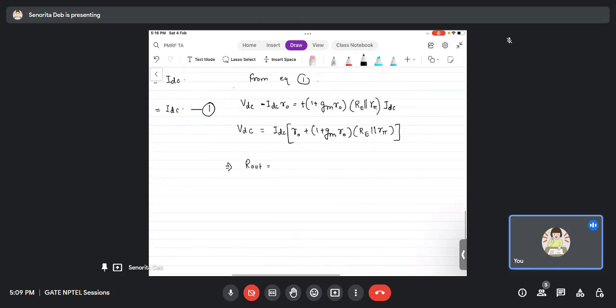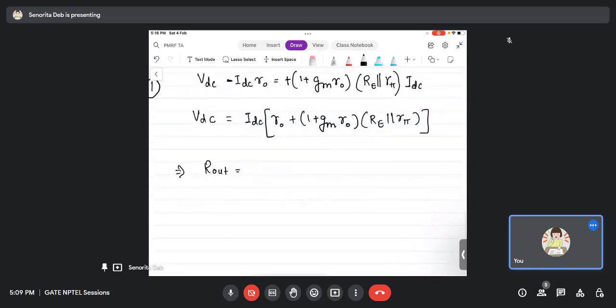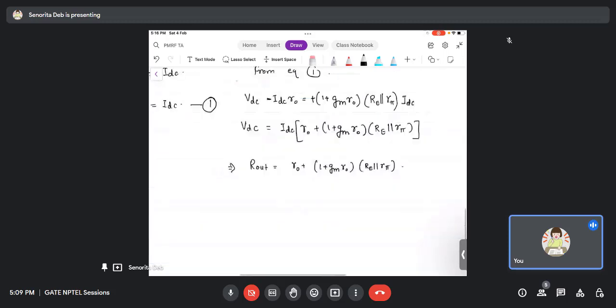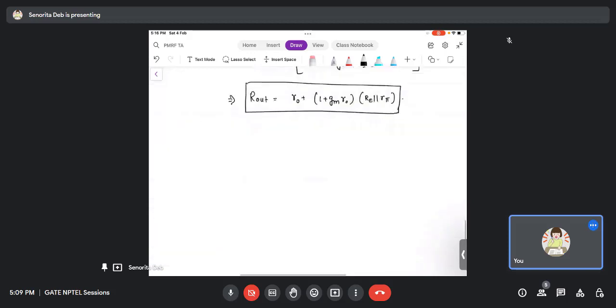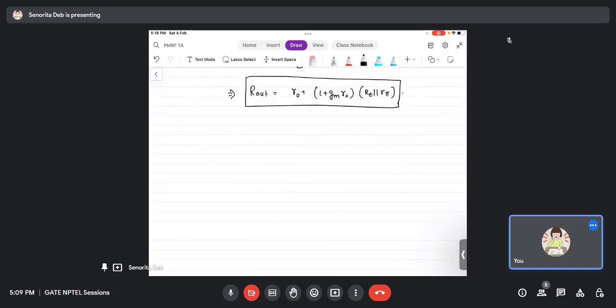R out is nothing but VDC by IDC, which is nothing but equal to R naught plus, right? And if you remember, how did your circuit look like? So this is an important result. Okay, this is your common base.